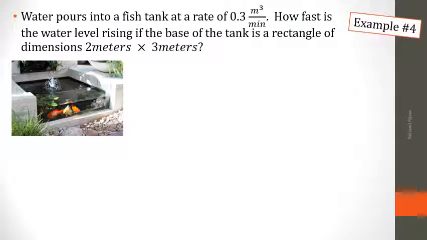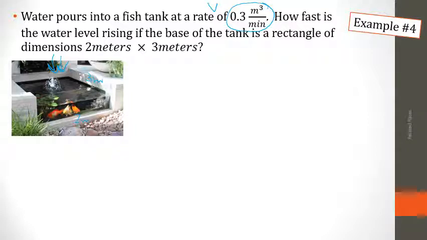Okay, this one says water pours into a fish tank. So again, we have water coming into something at a rate of 0.3 cubic meters per minute. So it's a big fish tank. So water's going in here. So this is important. If water is being poured into it at a rate, this is a rate of volume. Okay, so then it says, how fast is the water level rising if the base of the tank is a rectangle of dimensions 2 meters by 3 meters?